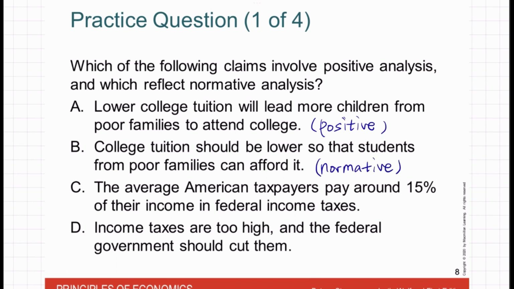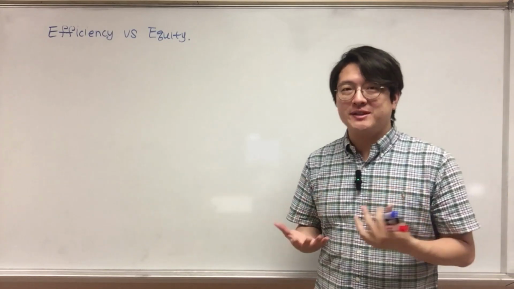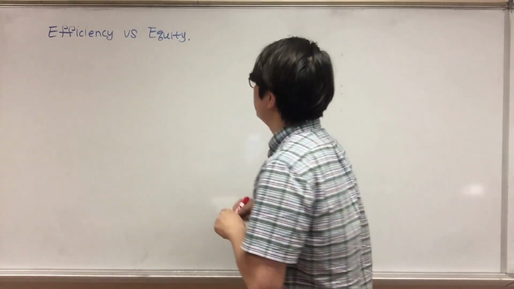C, the average American taxpayer pays around 15% of their income in federal income taxes. It's just fact, right? So we can realize that it is a positive analysis. How about D? Income taxes are too high and the federal government should cut them. It is normative analysis.